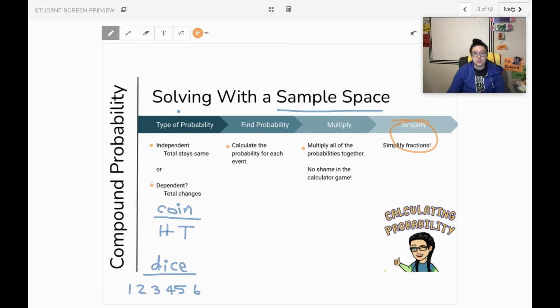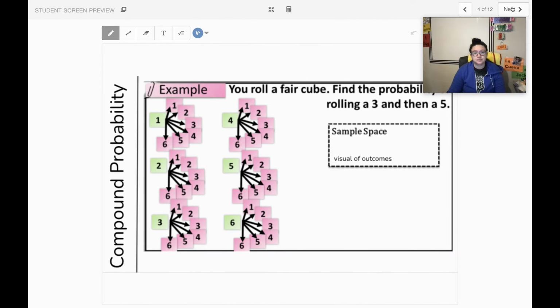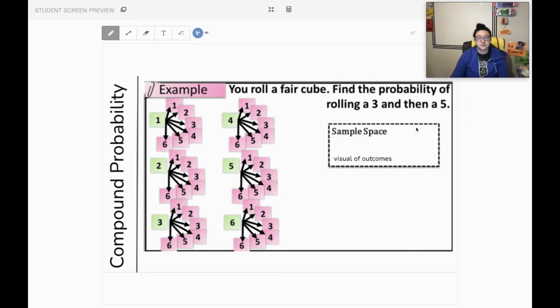So let's do an example with a sample space. This one's kind of a big sample space, so I already had it all drawn out for you. It says you roll a fair cube. A fair cube is the same thing as rolling a dice. Find the probability of rolling a 3 and then a 5.